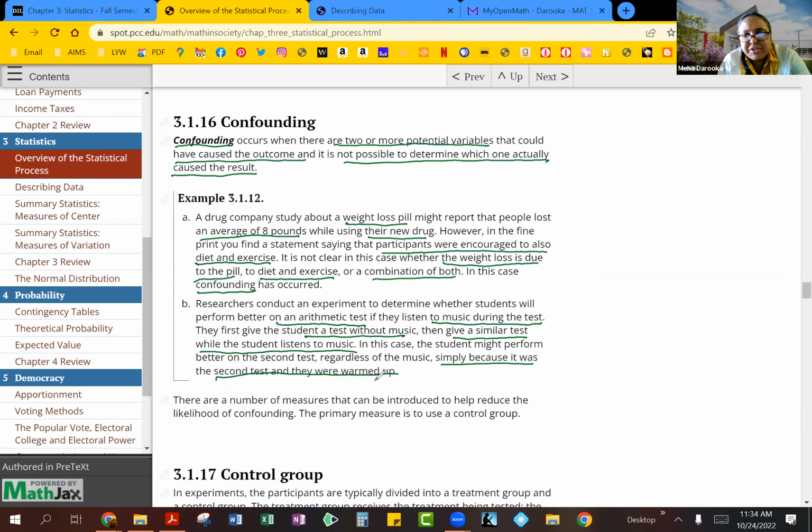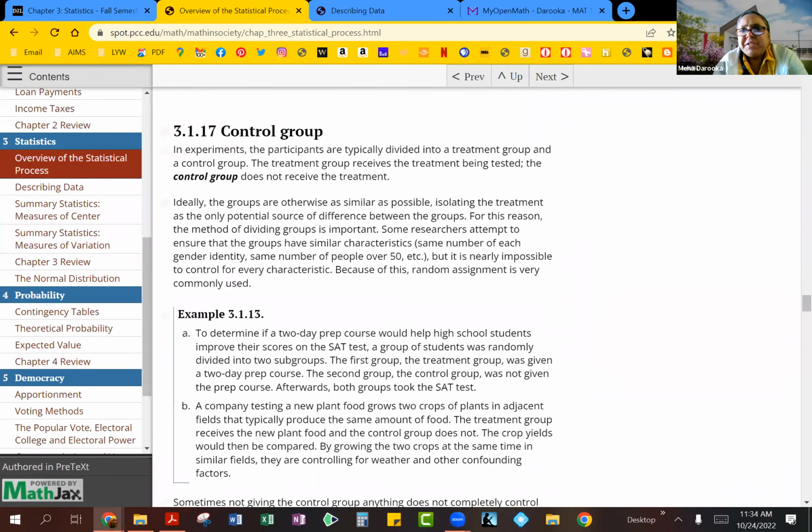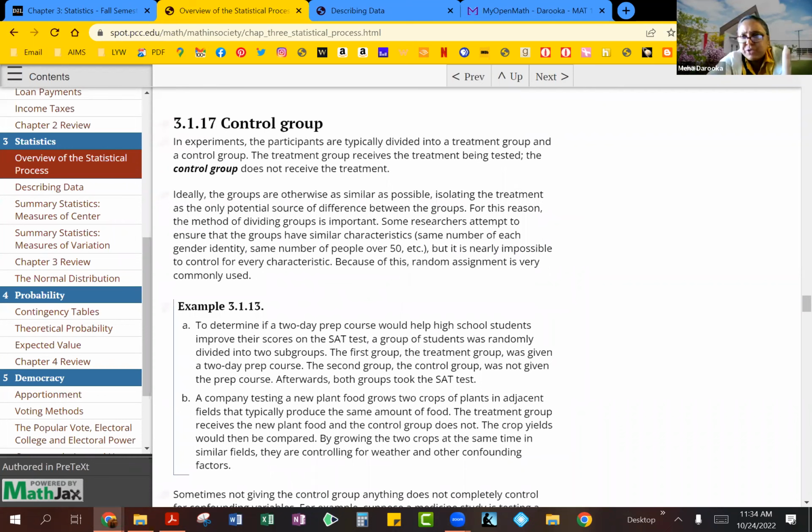So there are a number of measures that can be introduced to help reduce the likelihood of confounding. And this is where we bring in this idea of a control group. And that can make a lot of difference in your experimental study. So you will see, especially if you come across an article that you're reading about this, a lot of times for experimental studies, they will try to do a treatment group and a control group. So they can measure, just by introducing this treatment within that one group, how does it affect you? So let's take a look at how this control group thing works.